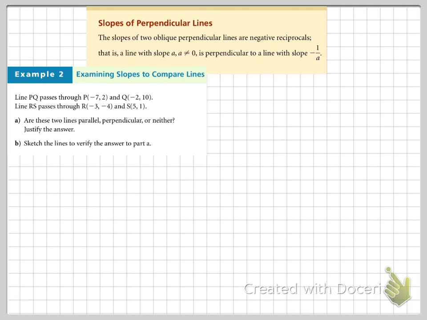Example 2. Examining slopes to compare lines. Line PQ goes through negative 7, 2 and negative 2, 10. Line RS passes through negative 3, negative 4 and 5, 1. Are these two lines parallel, perpendicular, or neither? Justify your answer. And then we can sketch the lines to verify.